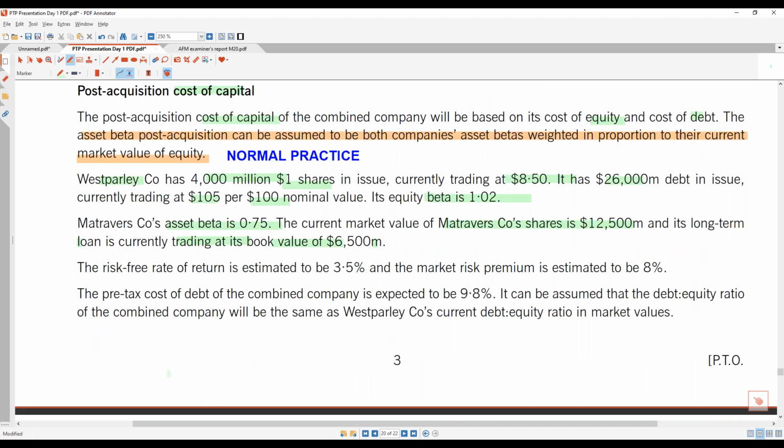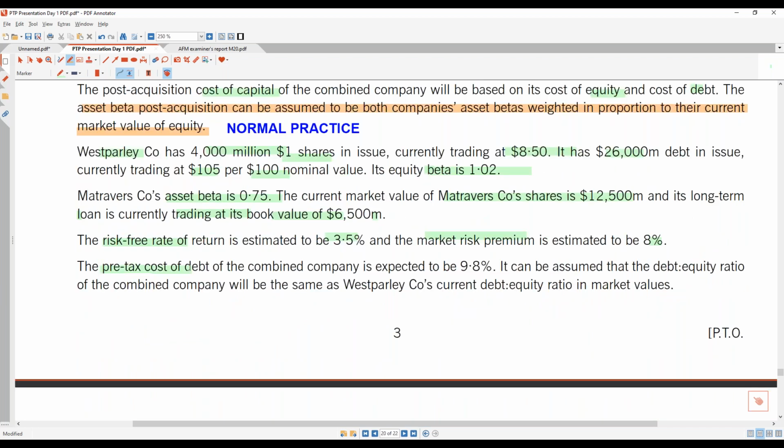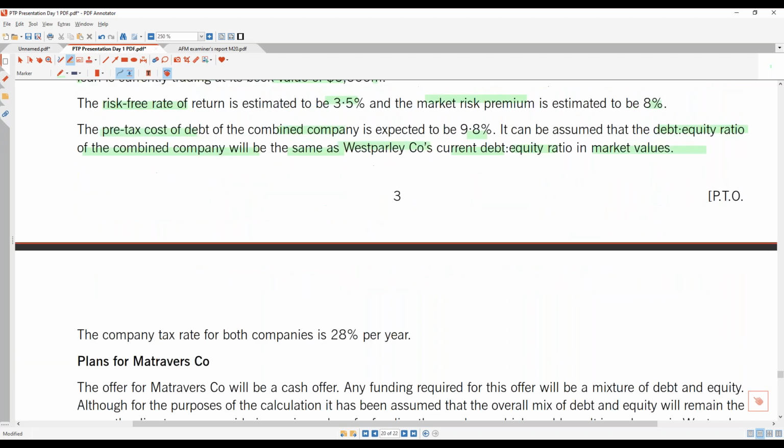So no worries. The risk-free rate is 3.5%, market risk premium 8%. It's simple. Pre-tax KD, the pre-tax cost of debt for the combined company, is 9.8. That's already given. It can be assumed that the debt over equity ratio of the combined company is the same as West Parley's current debt over equity ratio in market values. So that means if we need to calculate the post-acquisition WACC, West Parley's capital structure remains the same.